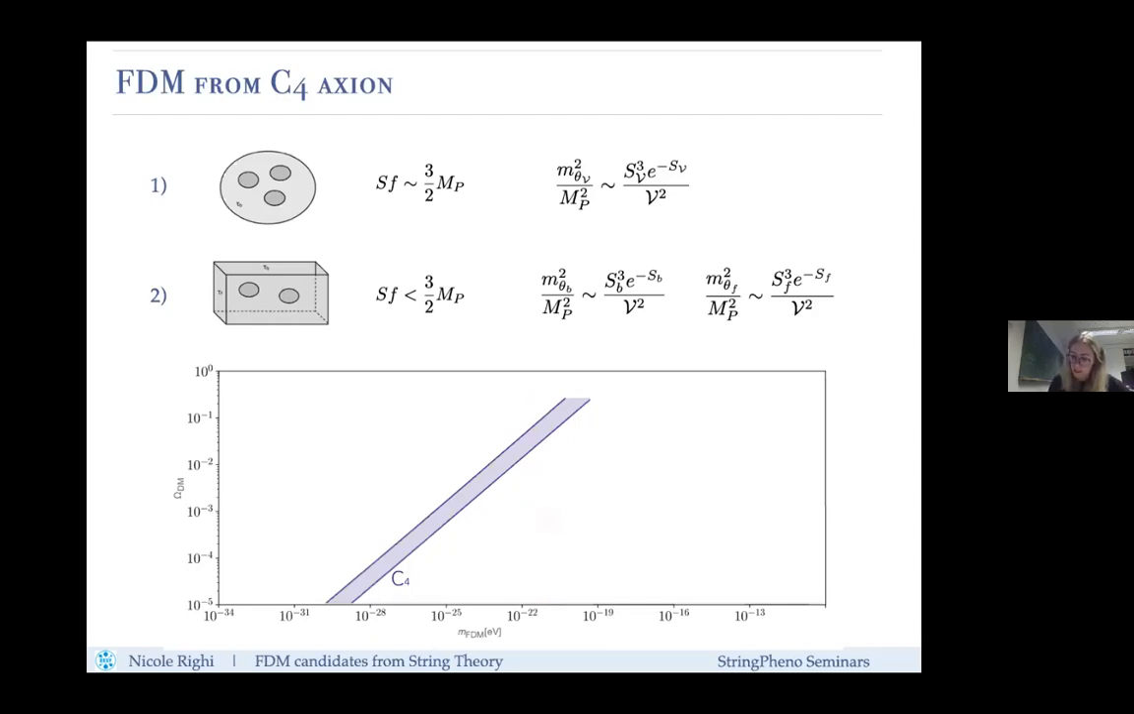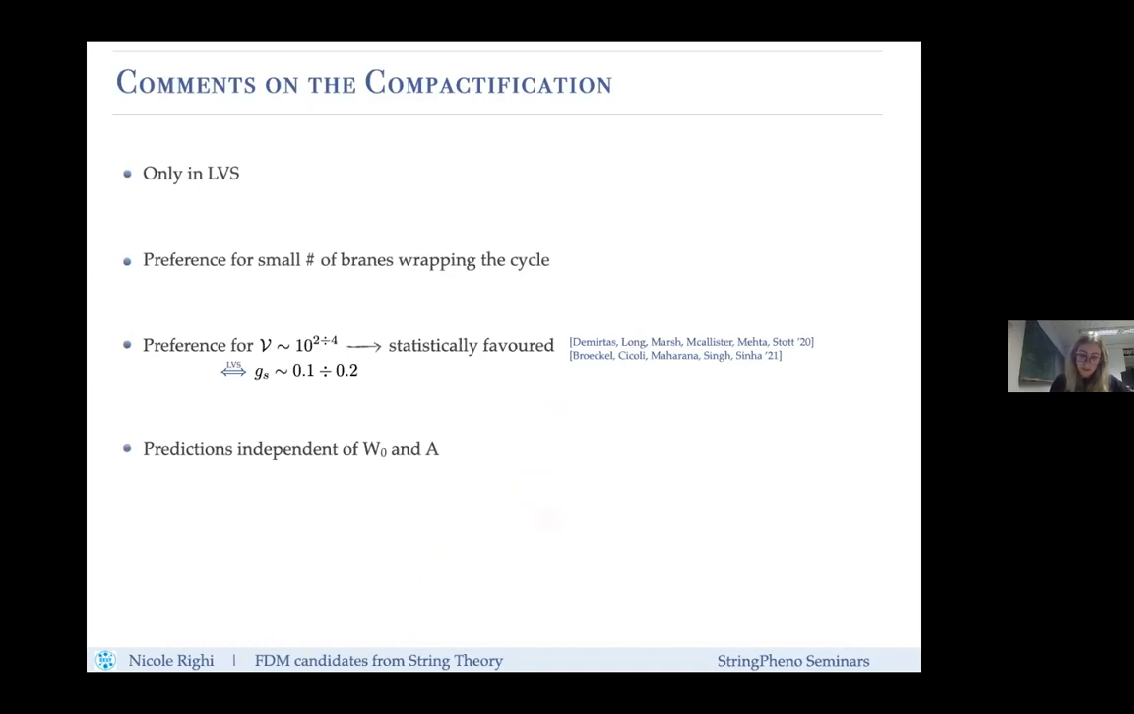So now let me give you some details about the compactification which is able to provide this strip. It needs a large volume scenario, otherwise the axion will never be that light. And also there is a preference for a small number of branes wrapping the cycle. And very interestingly, there is a preference also for small values of the total Calabi-Yau volume. This was shown also recently in this paper, for example, that this is statistically favored in the landscape. Also, as I stressed before, these predictions are independent of the microscopic parameters of the theory. So actually, the C4 is a really, really interesting candidate.